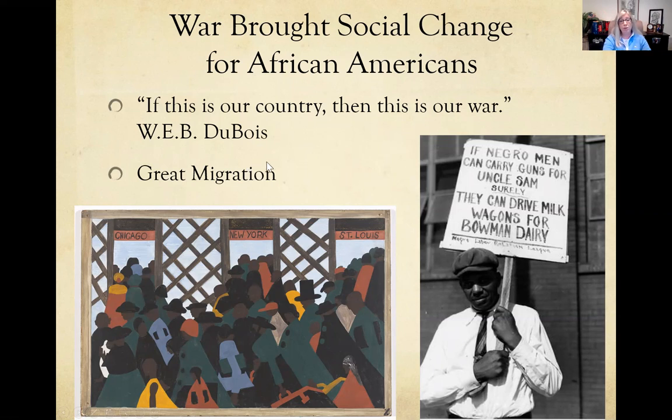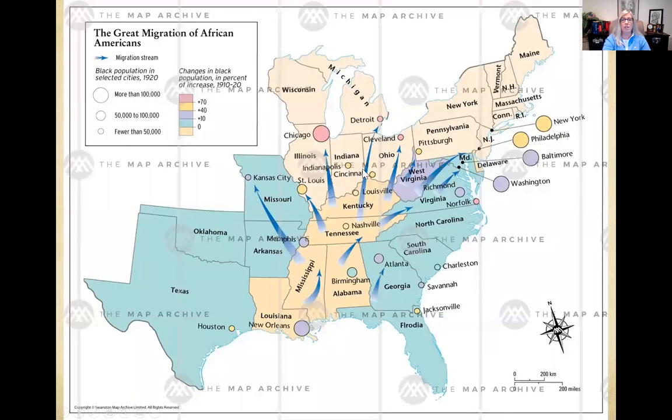They're in segregated units, but there is, again, discrimination at home. So if you think about the goals that Woodrow Wilson has set out of making the world safe for democracy, but is there true democracy in the United States? And those are going to be some of the areas of discussion that African Americans and others will use to try to say that this is not appropriate for the United States.